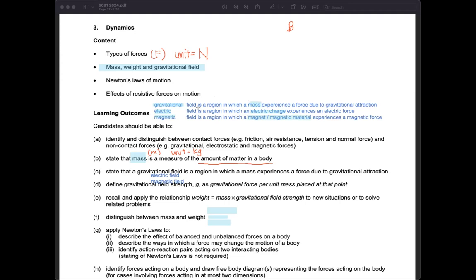It's a field, a region, a place where a mass experiences a gravitational force. Electric field is a region where a charge experiences an electric force. Then magnetic field is a region in which a magnet experiences a magnetic force. Can you see how these three are very similar? You just need to change these three things with the related stuff. For gravitational, it deals with mass. The greater the mass, like the sun, the greater the gravitational force, so the gravitational field will be greater. Electric field has to do with positive and negative charges, whereas magnetic field is where a magnet or a magnetic material experiences a magnetic force.